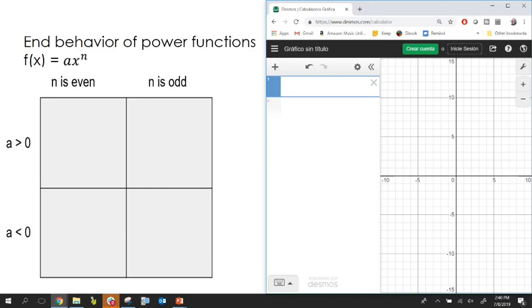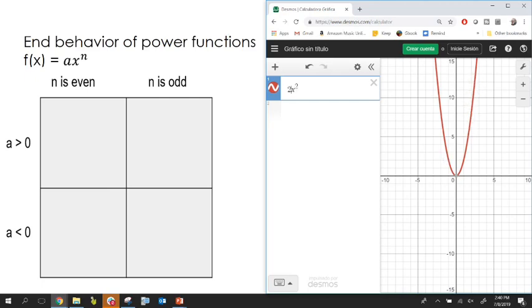Okay, now I'm ready. Let's start by looking at the top left corner. Let's pick an a value that's greater than 0 and an even exponent. An a value greater than 0 would be 2, and an even exponent would be 2x squared. Well, that's just a quadratic. But what happens if I change that to the 4th power, the 6th power, or the 8th power? With any other even number, you can see that it has an end behavior that's almost like a U. It's what we call matching end behavior. It's the same on the left as it is on the right.